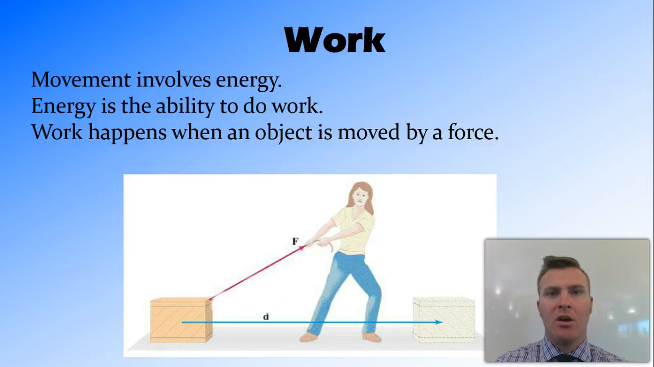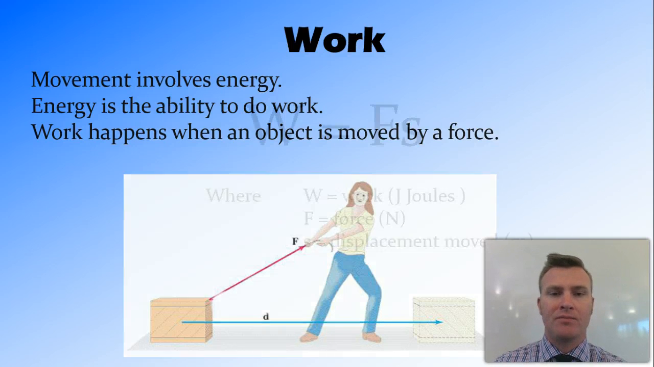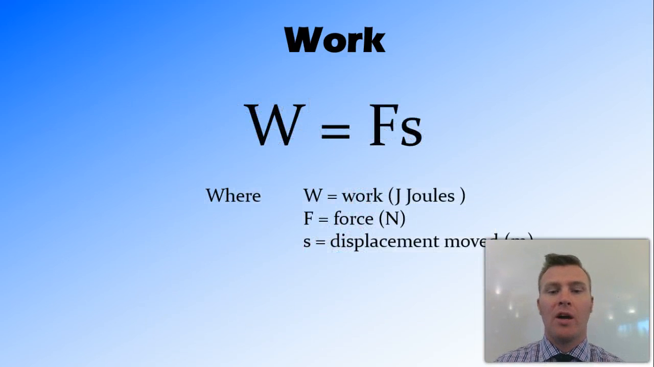So movement of an object and motion that we've been looking at throughout this topic involves energy. And energy is the ability to do work. And work happens when an object is moved by a force. So when an object is moved, it involves work, and energy allows us to do that work. We can put this in the formula: work equals force times displacement, so the distance that the object has moved.